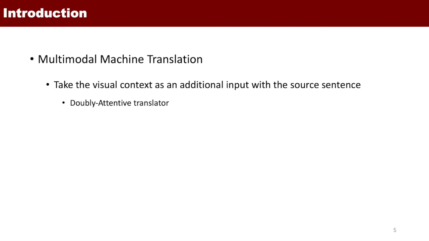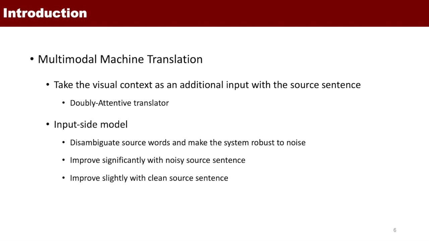Previous methods usually take the video context as an additional input with the source sentence, such as the doubly attentive translator, which attends to both source words and video features when generating the translation. We call such models input-side VMT models. It can help to disambiguate source words and make the translation model more robust to noise. The improvement is significant, especially when the source sentences are blanked out. However, when the source sentences are clean, such input-side models improve only slightly over the text-only model.